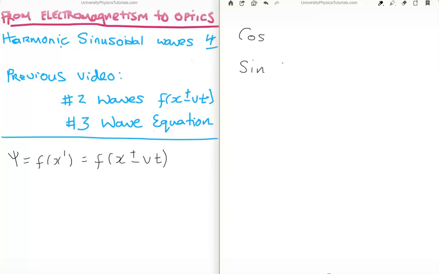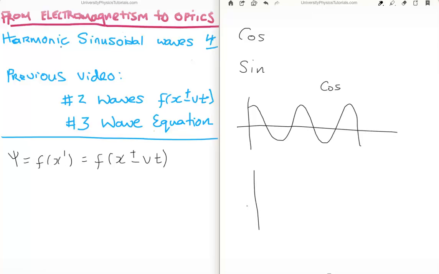So in actual fact, you can talk about waves as being cosines or sines, and the only difference really is where they begin. For a cosine, the cos of naught is 1, so it begins with a central maximum. So this would be a cosine, and a sine begins with a central minimum, like this. So of course you can go from cosine to sine by just adding a phase shift or shifting the phase.